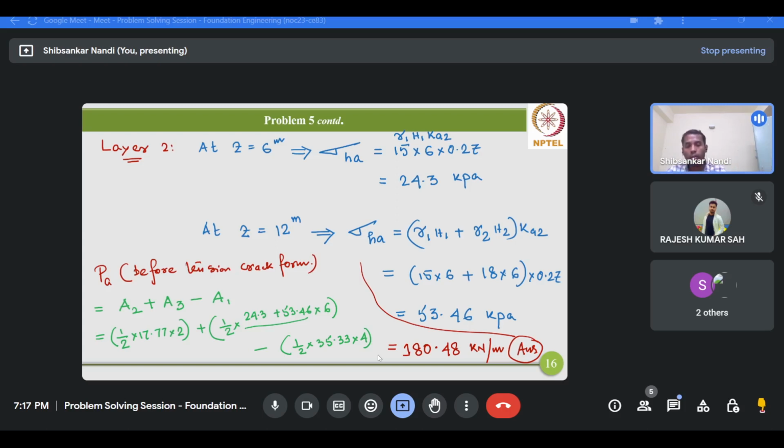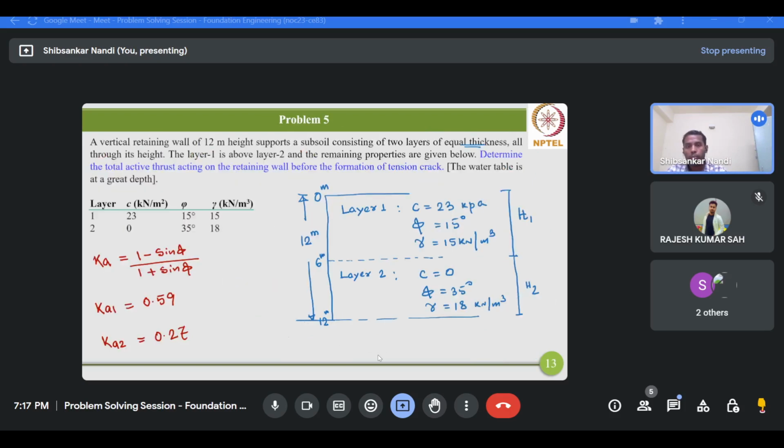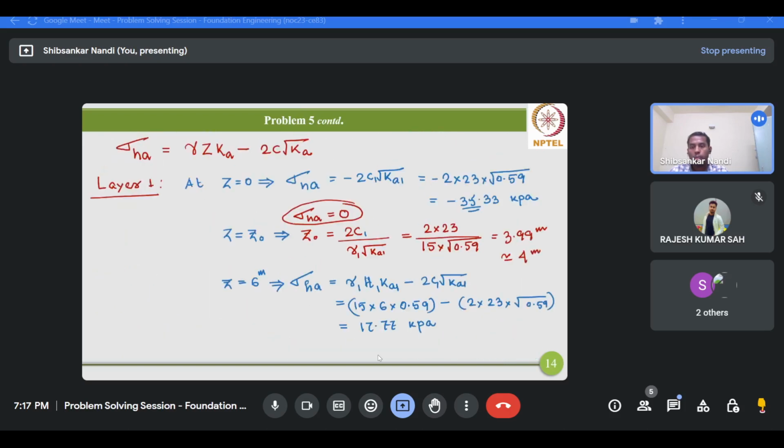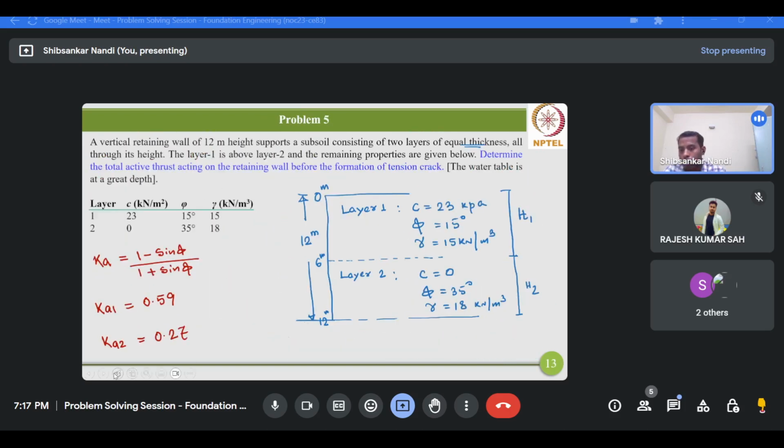Now as per the problem statement, this problem is solved. Now I'll request you, two homeworks will be there for you. So first of all, determine the PA value after formation of tension crack. So this is one homework.